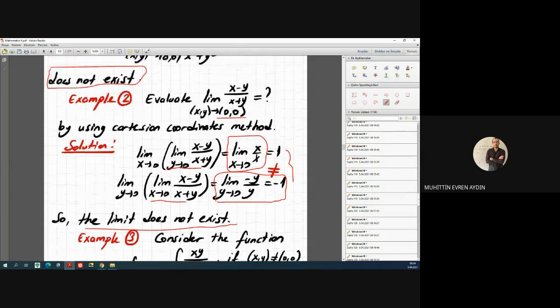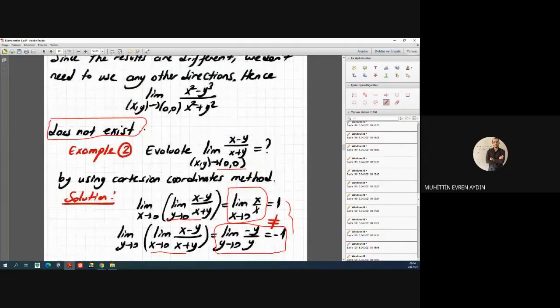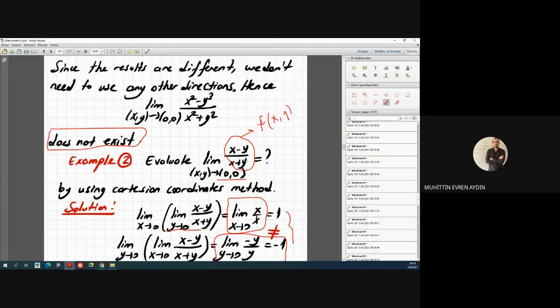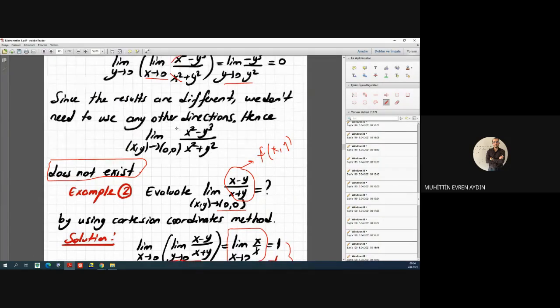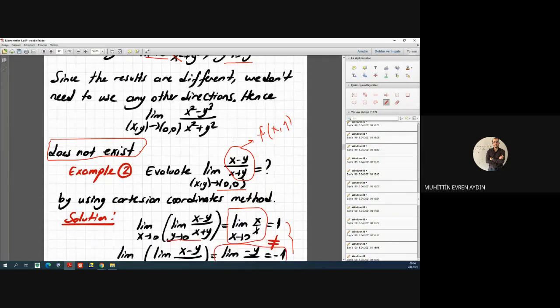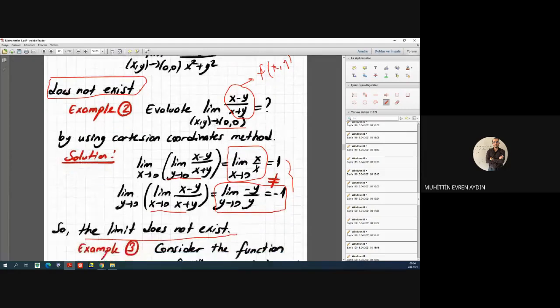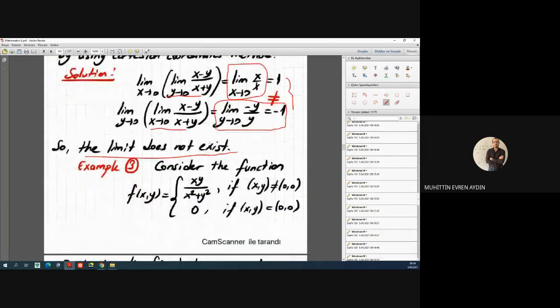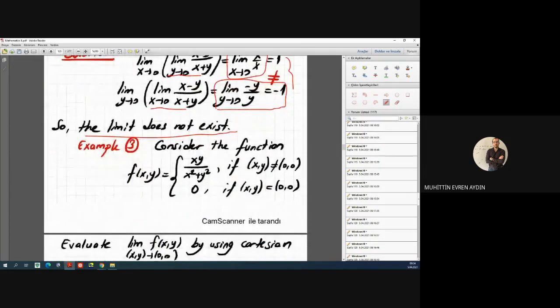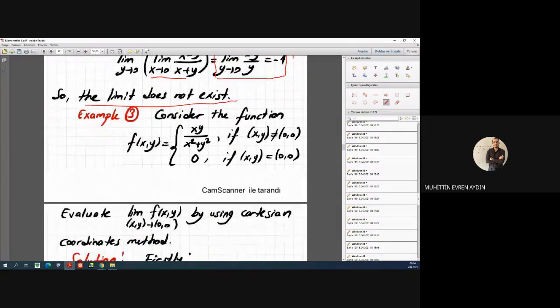By the way, I should say that the function f of x comma y in this example is not defined, and the previous example as well. The functions are not defined, which is not our interest. We deal with if exists limit or not. Okay.